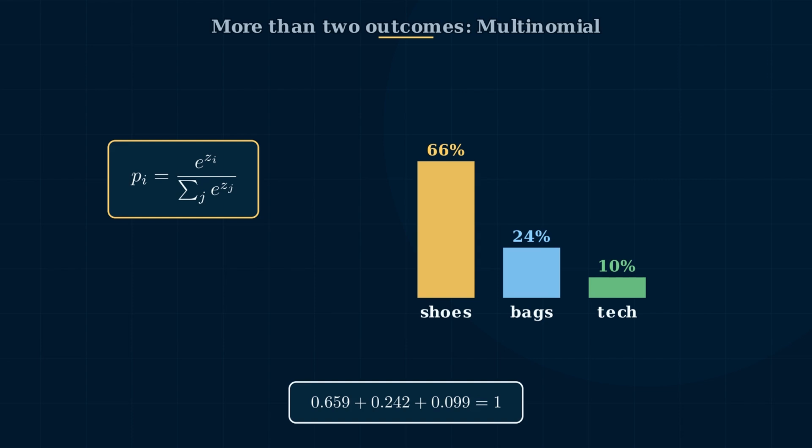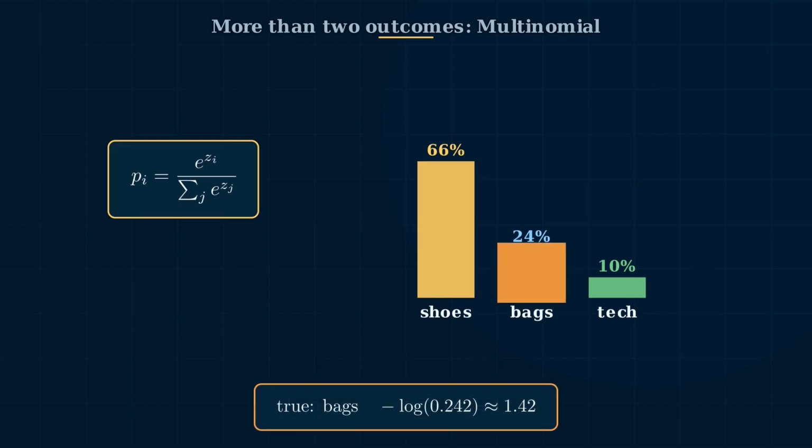Training a multi-class classifier rewards probability placed on the true class. If the true class is bags and the model assigns 0.24, its cross-entropy loss is negative log of 0.24, about 1.43. Raising the true class probability lowers the loss.